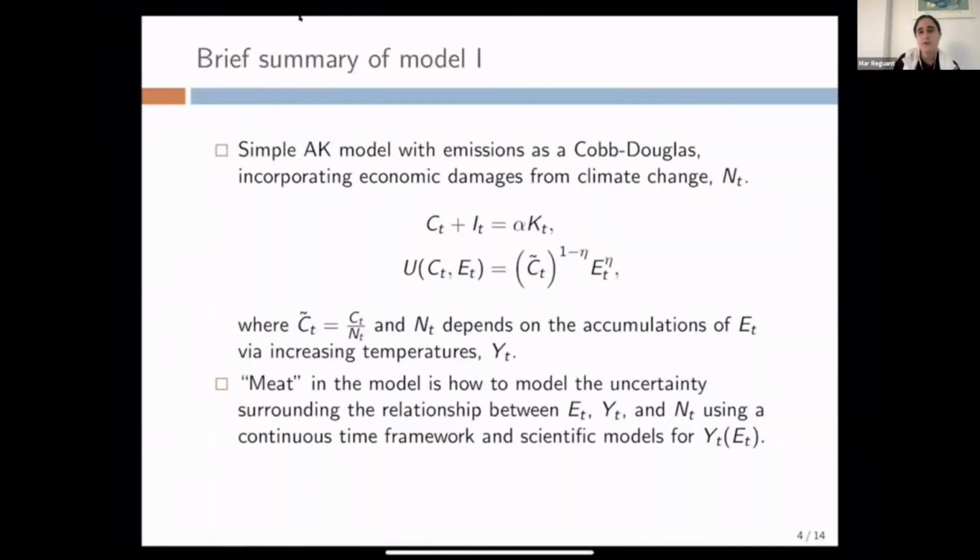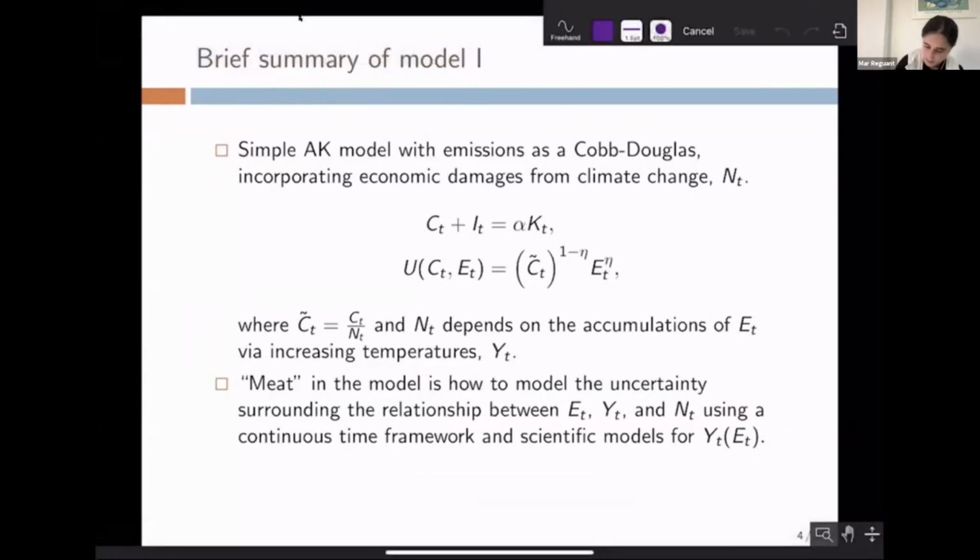So a brief summary of the model, I will go over different details that Michael emphasized. The model is very simple. I know Michael called it pedagogical, but again, if we care about the quantitative answer, we cannot just stop at the pedagogical model. It's an AK model with emissions as a Cobb-Douglas that incorporates economic damages in an interesting way. Actually, economic damages are introduced via N.